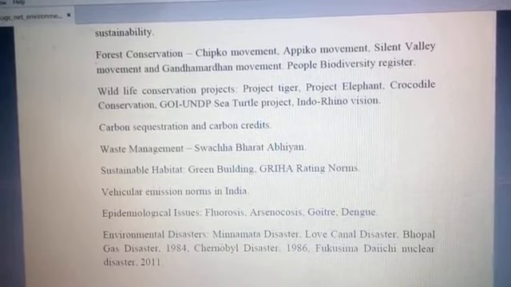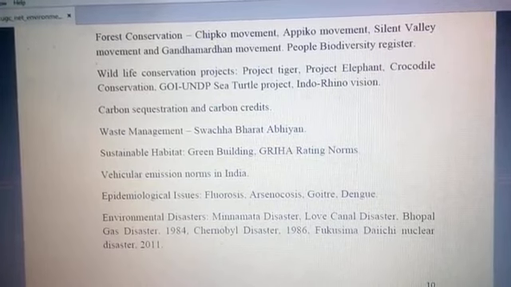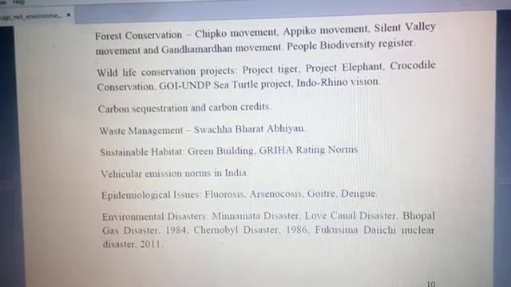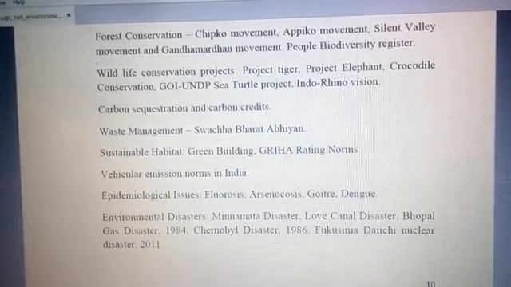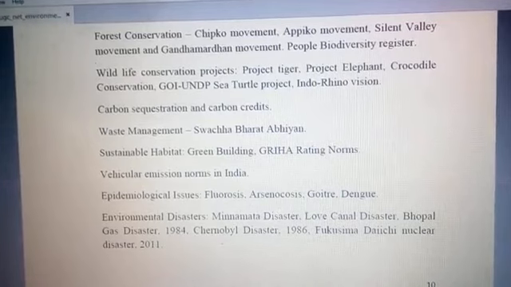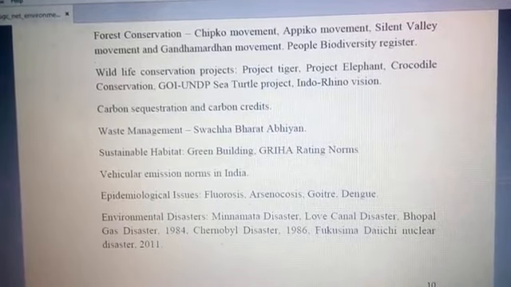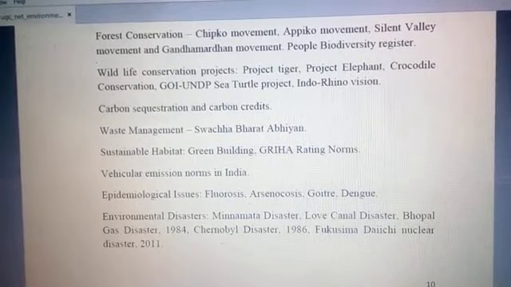epidemiological issues: tuberculosis, arsenic, goiter, dengue, and environmental disasters: Minamata disaster, Love Canal disaster, Bhopal gas disaster 1984, Chernobyl disaster 1986, Fukushima Daiichi nuclear disaster 2011. These are the top unit topics we will study one by one.